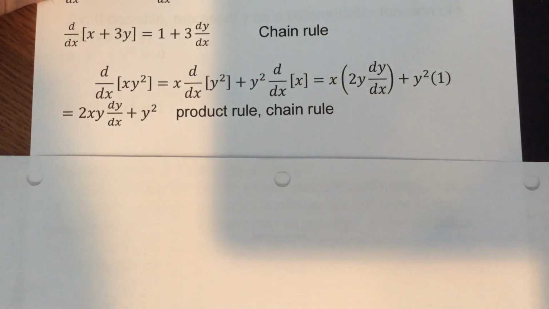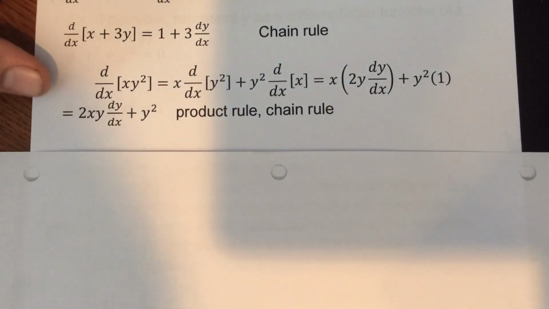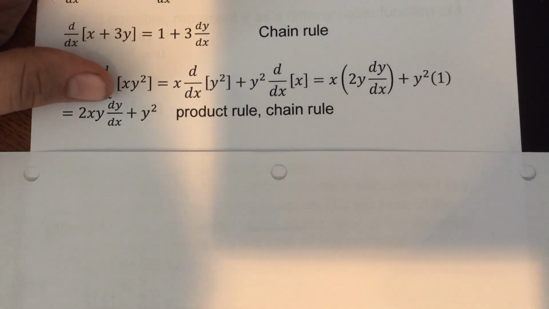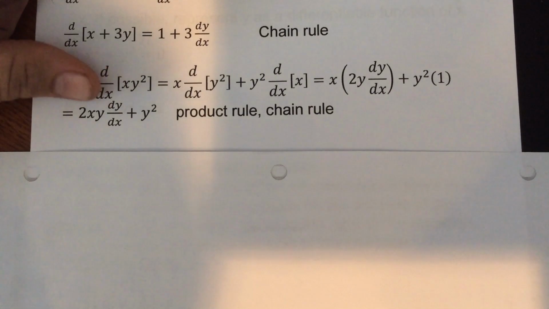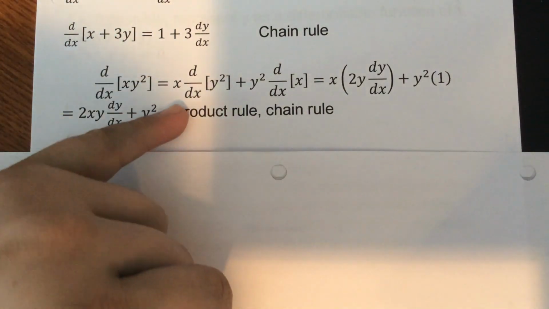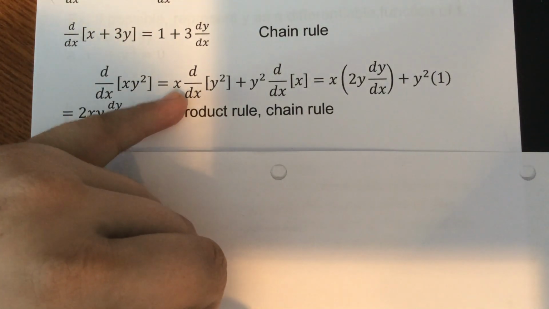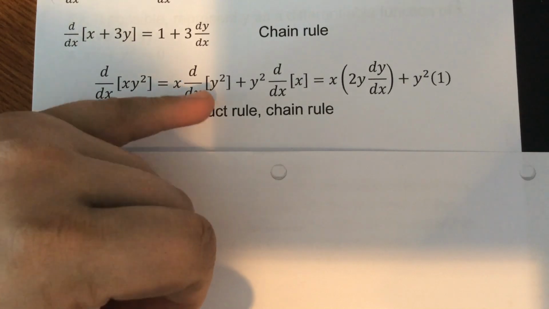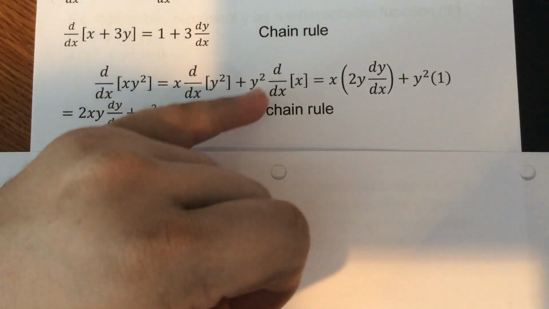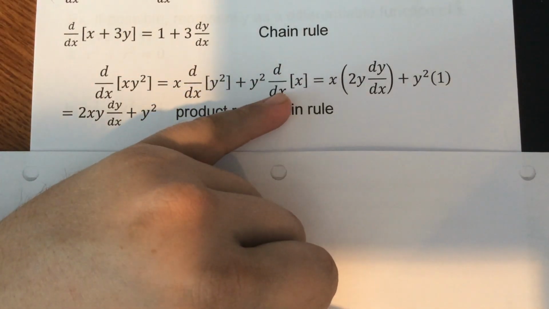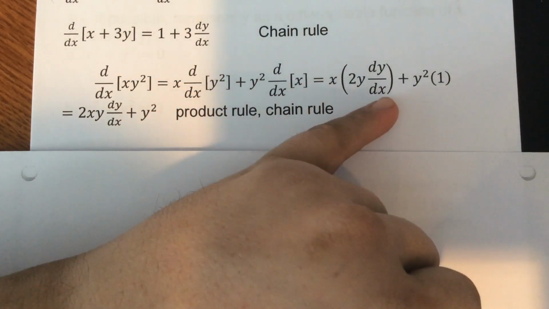So here again, we get a little more crazy. We're going to end up doing the product rule and the chain rule at the same time. Because we have an x and a y squared, those are two different functions that are being multiplied. When we do the derivative, we have our x times the derivative of the second plus our second times the derivative of the first. Well, this part we can just do and we get our 1 here.